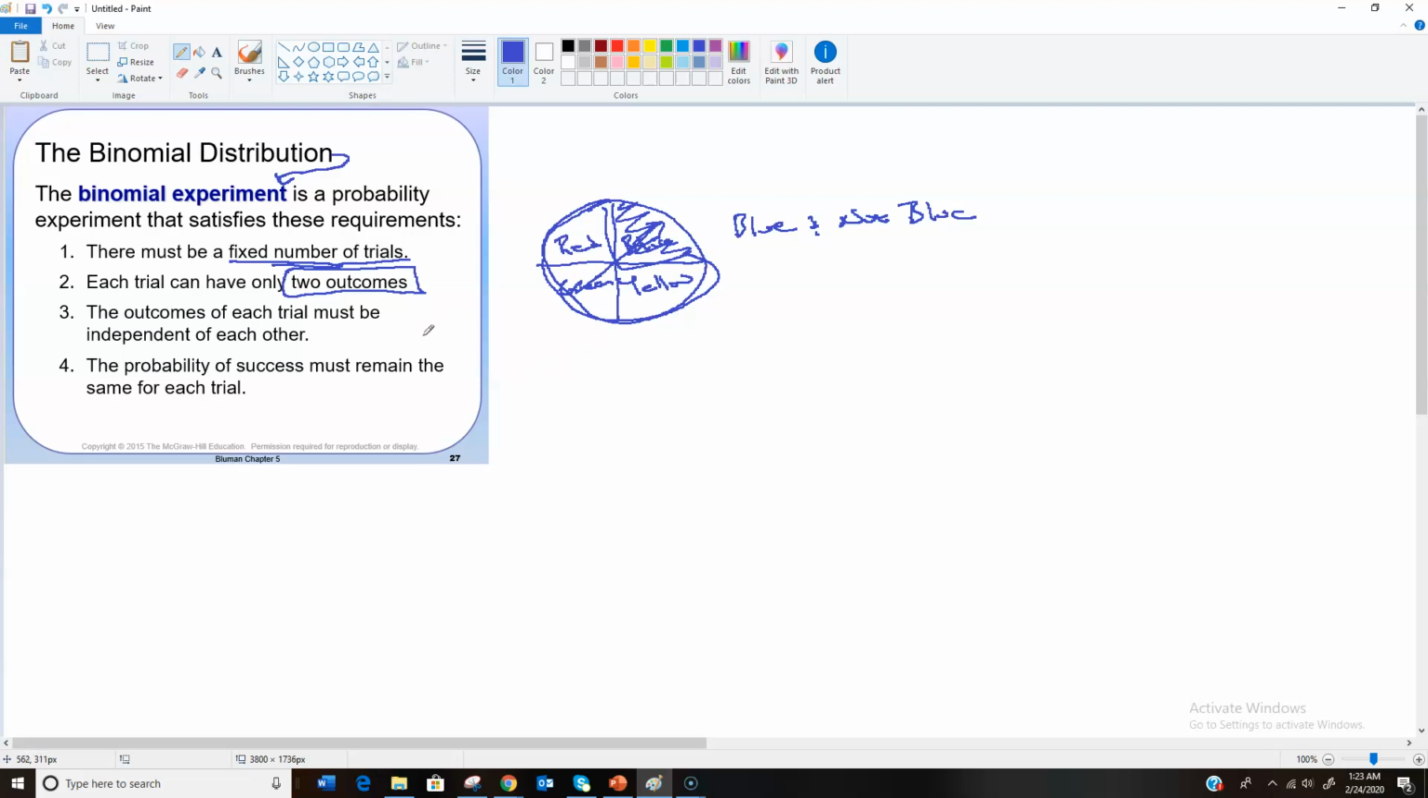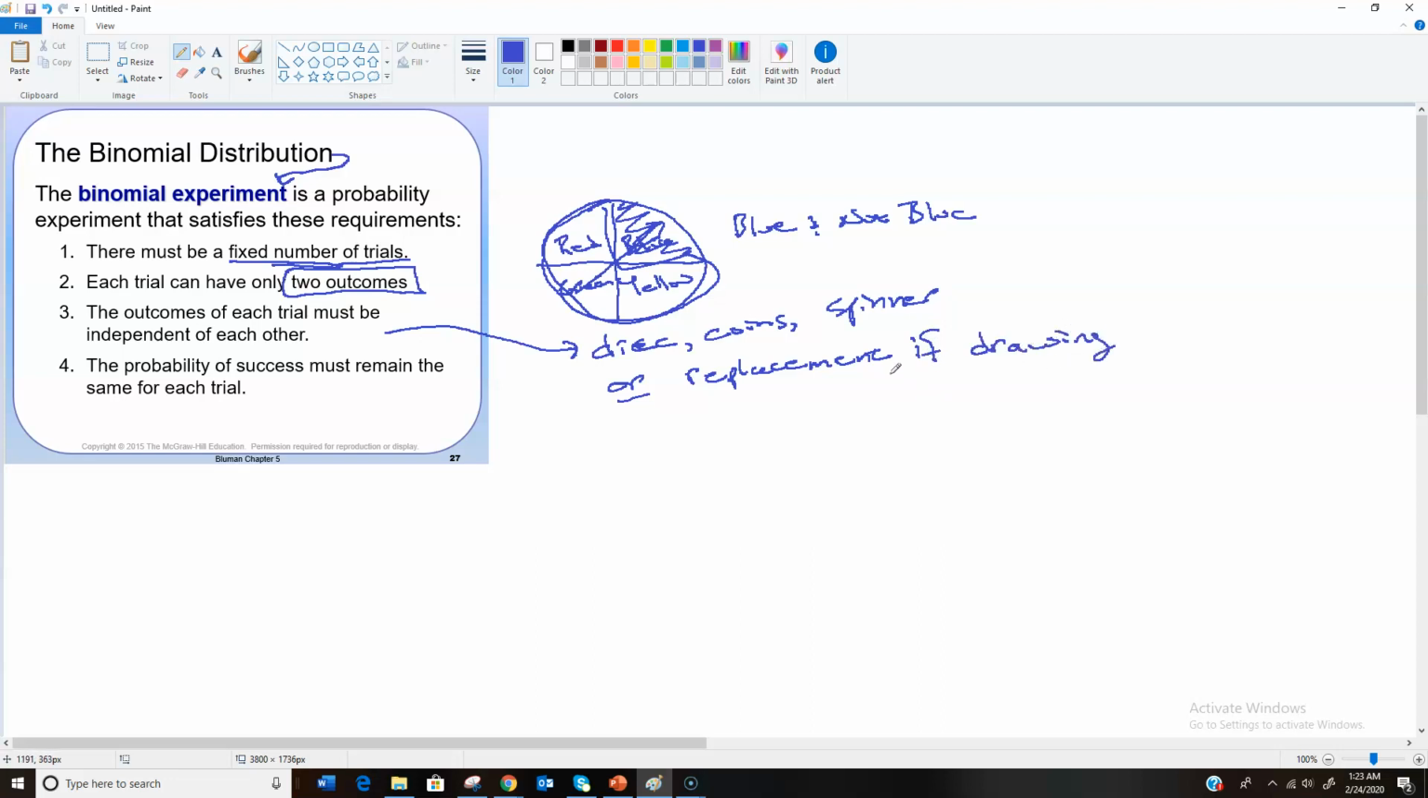If we're talking about cards, then we have to have replacement. So it has to be something like dice, coins, spinner, or you have to have replacement. If we're talking about drawing chips out of a box or balls out of a box, or we're talking about drawing cards, then you need to replace those.